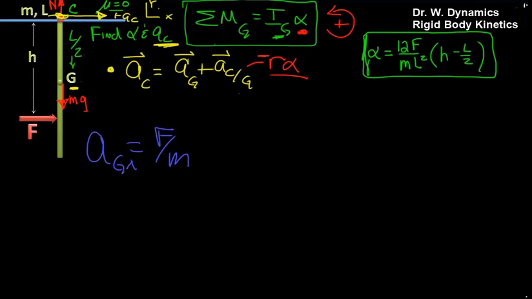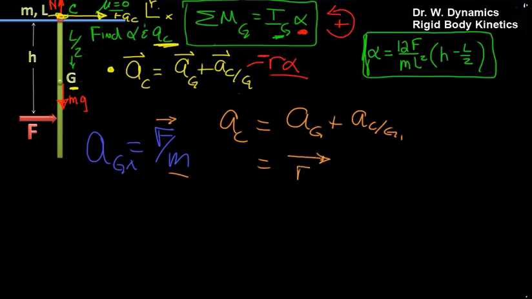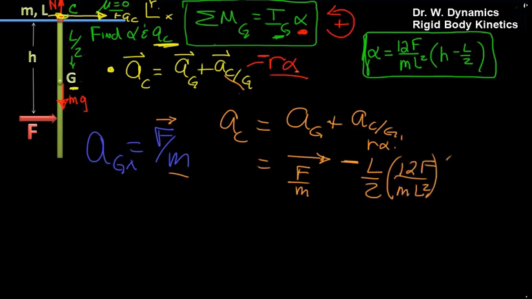If we put all these pieces of the puzzle together, we find that a sub c will equal a sub g plus a sub c with respect to g. We know this, it's in that direction, and it's F over m. And we know this is going to be negative R alpha, and R of c with respect to g is this distance right here. It's L on 2. This will be L on 2 times alpha, which will be 12F over ml squared, h minus L on 2.